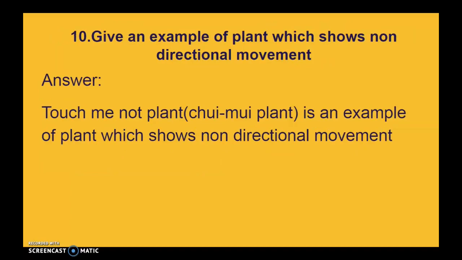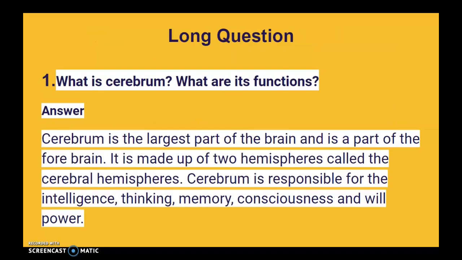Give an example of plant which shows non-directional movement. Answer: touch me not plant or chui moi plant is an example of plant which shows non-directional movement. Now let us discuss some long questions.